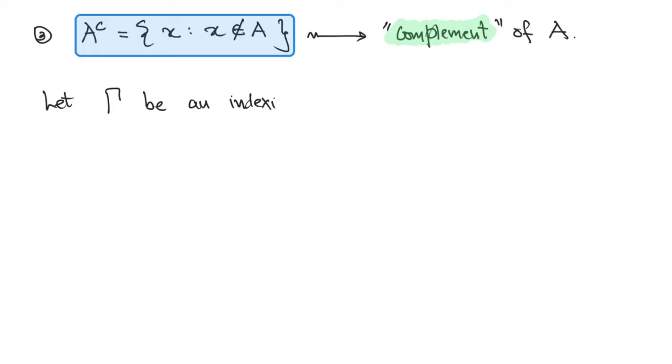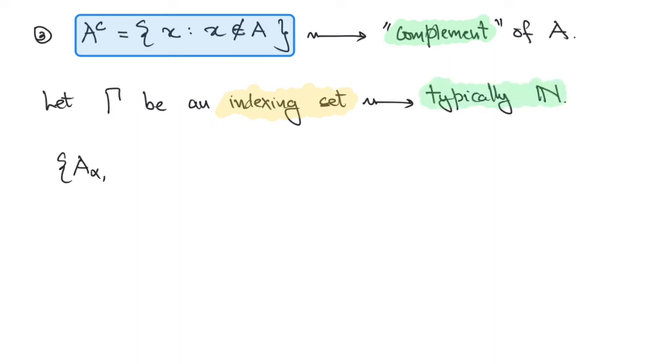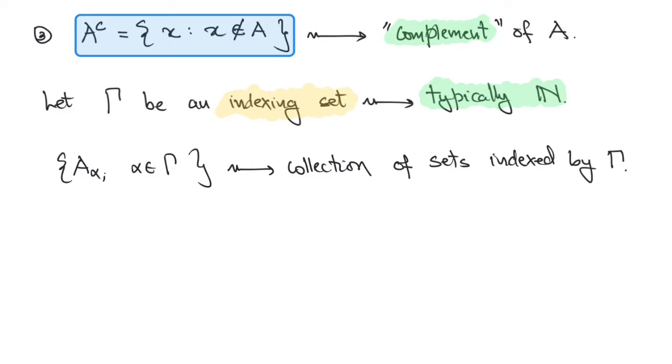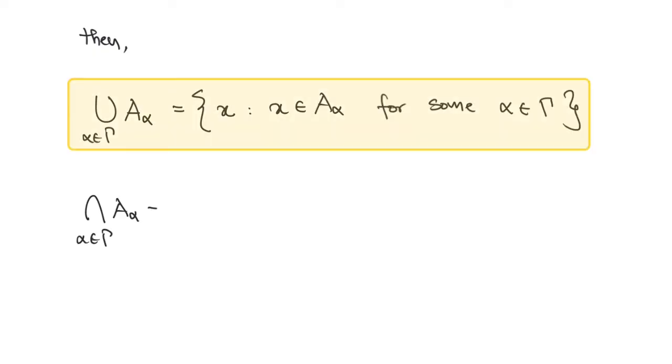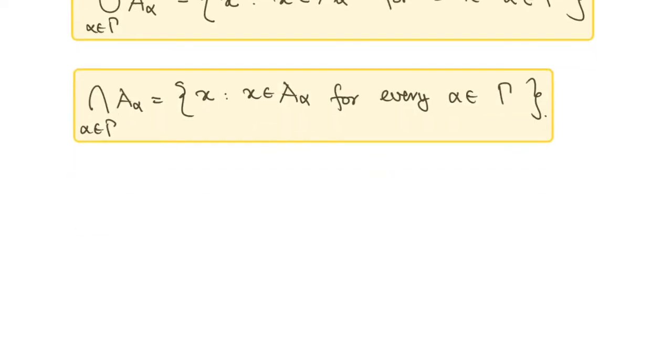Suppose we have an indexing set. Typically, we will consider the set of natural numbers as an indexing set, but you could have anything for an indexing set. And suppose we have A_alpha for alpha inside Gamma, a collection of sets indexed by Gamma. Then we can talk about arbitrary unions and intersections. The arbitrary union is the set of all elements x such that x belongs to some A_alpha for some alpha inside Gamma. And the arbitrary intersection is the set of all elements x such that x belongs to A_alpha for every alpha inside Gamma.